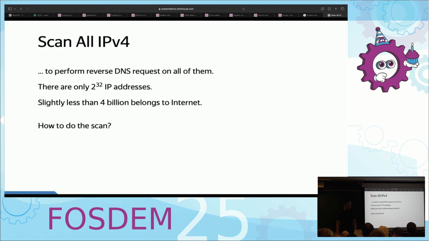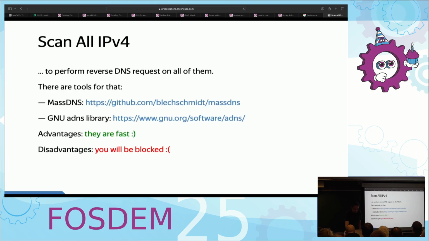And the idea is to take IPv4, which contains slightly less than 4 billion IP addresses, and just do reverse DNS requests for all of them. So how to do it? There are a lot of tools ready for that, like MassDNS, or there is the library GNU ADNS. They are fast. From the README of MassDNS, they say if you run this tool, you will get all the results in less than 1 hour.